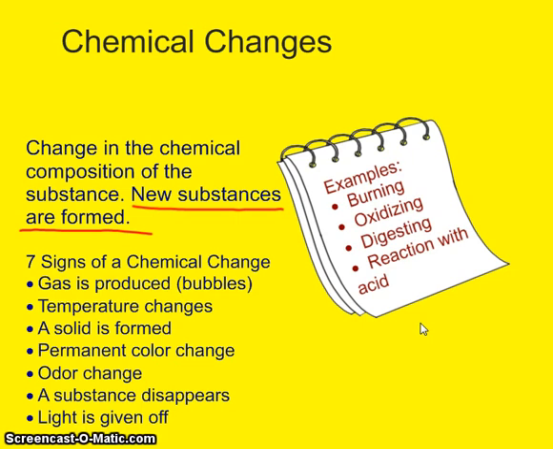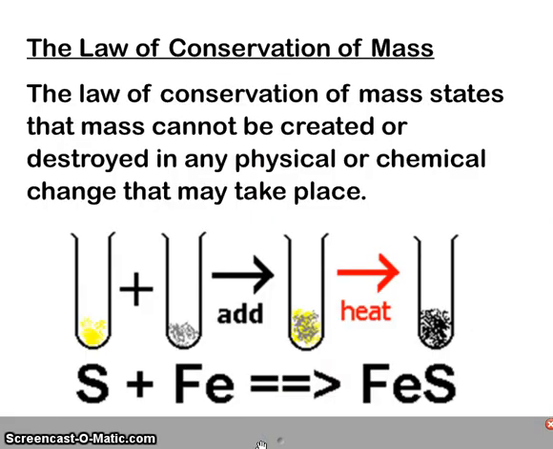But let's remember one thing. Whether we have a physical change or a chemical change, we are always adhering to the law of conservation of mass. You'll notice on the back side of your sheet, you will see on the top of the page the law of conservation of mass. The law of conservation of mass is defined for you here. The law of conservation of mass states that mass cannot be created or destroyed in any physical or chemical change.